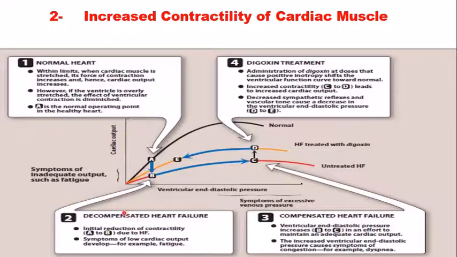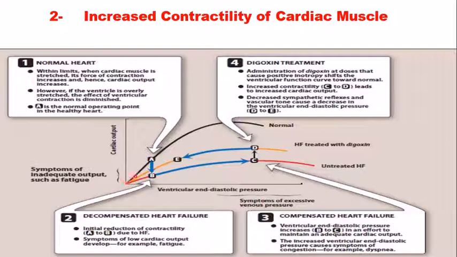Now, look at this graphical representation. Along the y-axis there is the cardiac output, and along the x-axis there is the ventricular end-diastolic pressure.